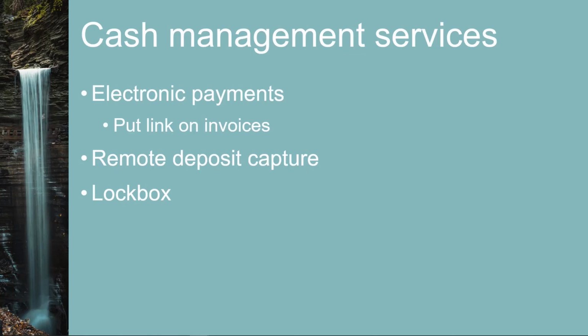Lockbox services are when checks are mailed directly to a PO box where the bank picks them up and deposits them. They then send a file to you with the remittance info like the invoice number or account number. You then post that to your accounting system. In a fully automated system, the file from the bank can be imported and posted directly into your accounting or accounts receivable system.